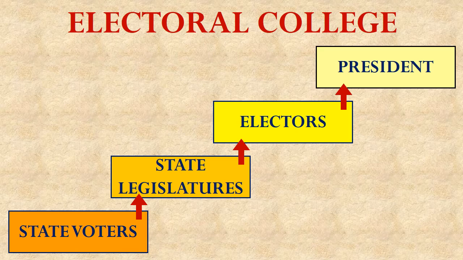The voters choose their state government officials. Their state government officials then choose these electors. We'll talk more about who these electors really are. And then these electors choose the President of the United States. Why would the Founding Fathers set up a system like this? Why would they have electors choosing the president rather than the voters choosing the president?